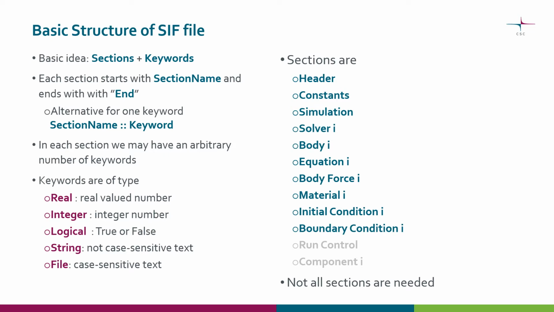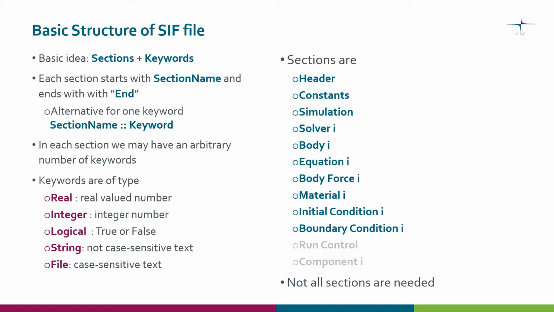The sections are header, constants, simulation. These 3 sections can only have one instance, whereas the sections solver, body, equation, body force, material, initial condition, boundary condition can have one or several instances. So you should always give the number even if it's 1.